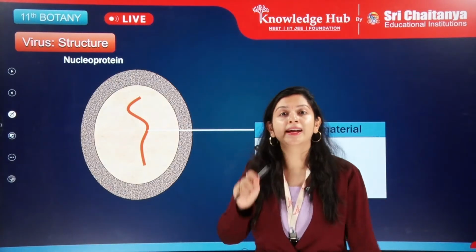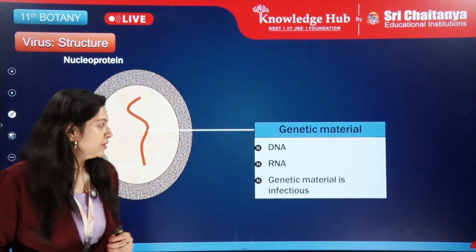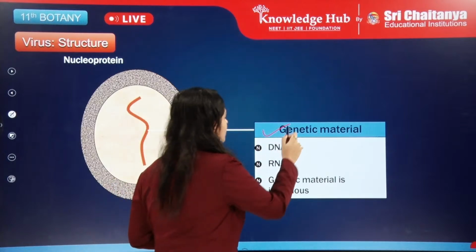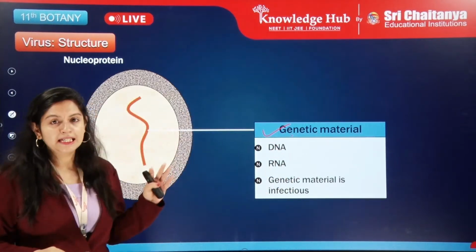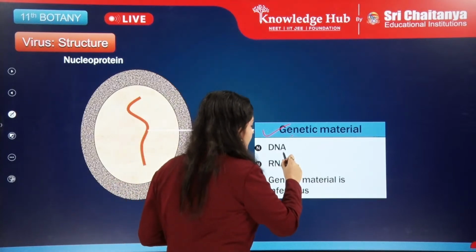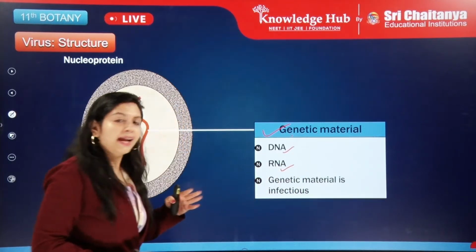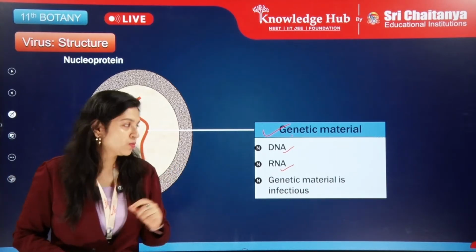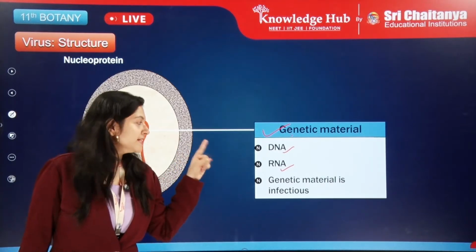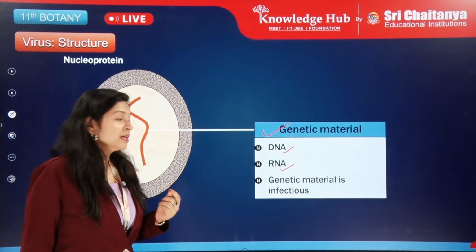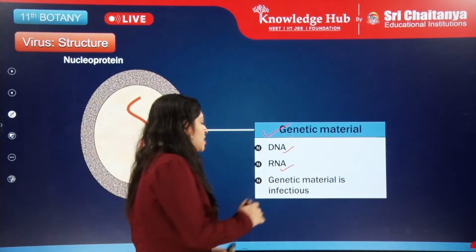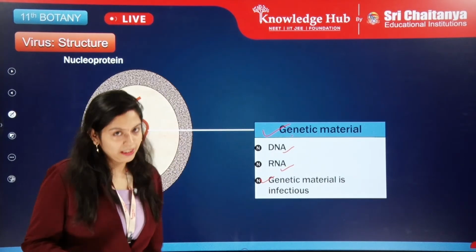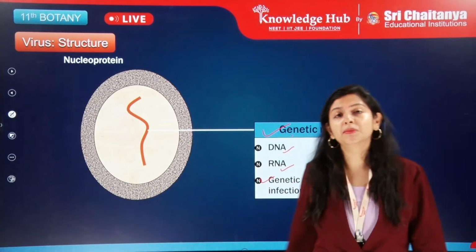Now let's finally come to the nucleic acid. You all were waiting for it, I know. What is the nucleic acid? It is the genetic material. It can be either DNA or RNA. I'll come to the single-stranded and double-stranded ones after this. It can be single-stranded DNA, double-stranded DNA, single-stranded RNA or double-stranded RNA. But the main thing is that the genetic material is highly infectious. Infection is caused by the genetic material.